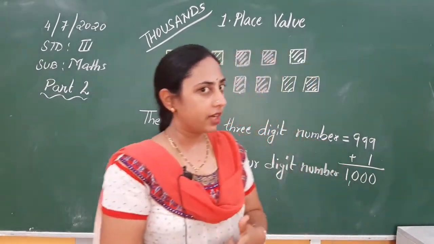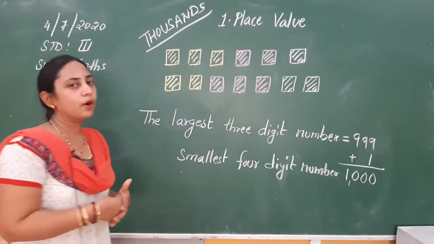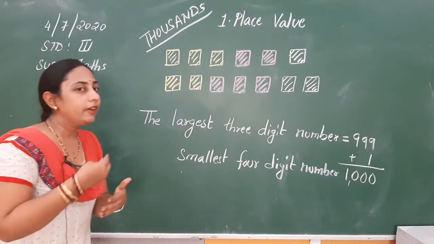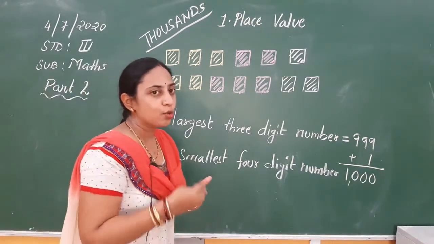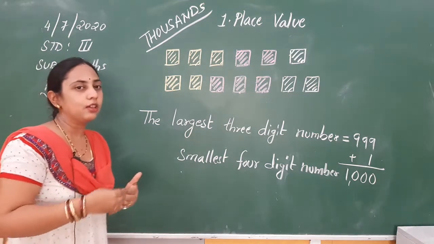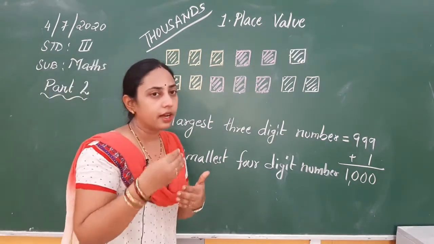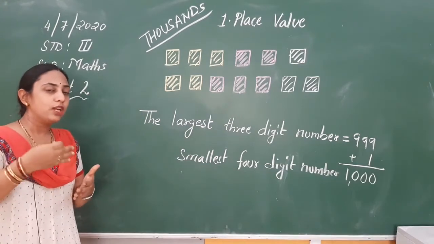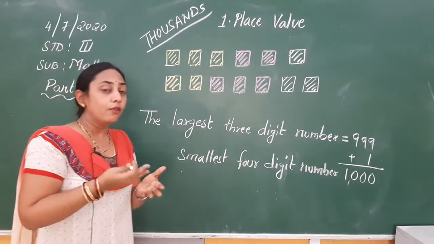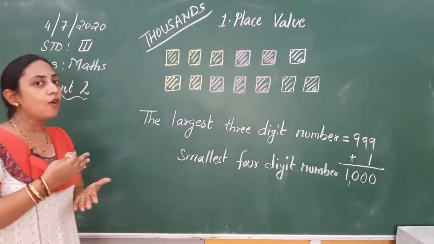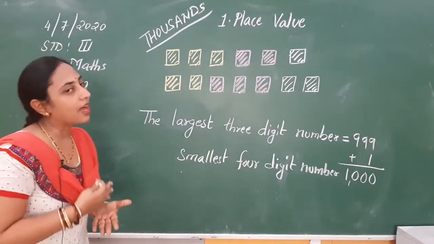Now in our last class we have discussed the place value. Place value means in which place it is, so what is the value of that particular digit? We discussed that there are 9 digits, 0 to 9. In earlier classes you have studied up to hundreds. Now we will study up to 1000.